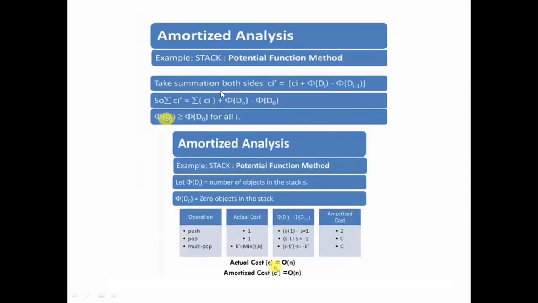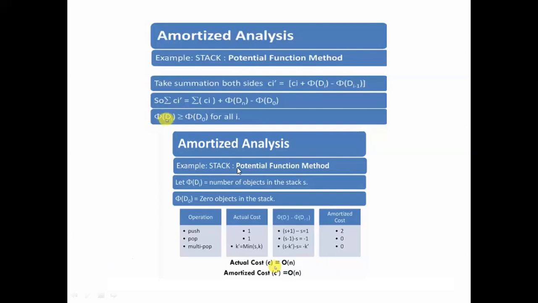Take the formula and sum both sides: the sum of Ci dash equals the sum of Ci plus phi of Di minus phi of Di minus 1, which in this formula telescopes to phi of Dn minus phi of D0. Okay. Here phi maps the data structure to non-negative real numbers, such that phi of D0 equals 0. If phi of D0 equals 0, we call it a potential function.